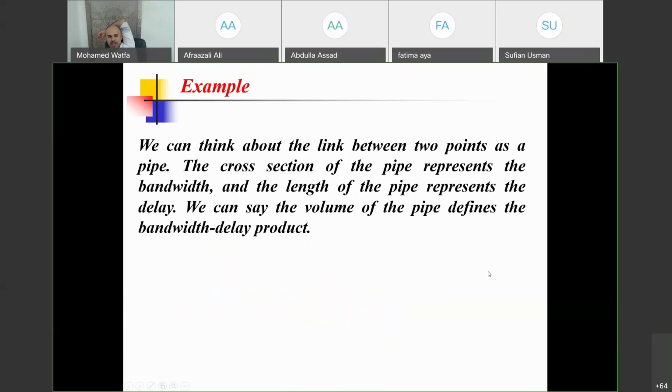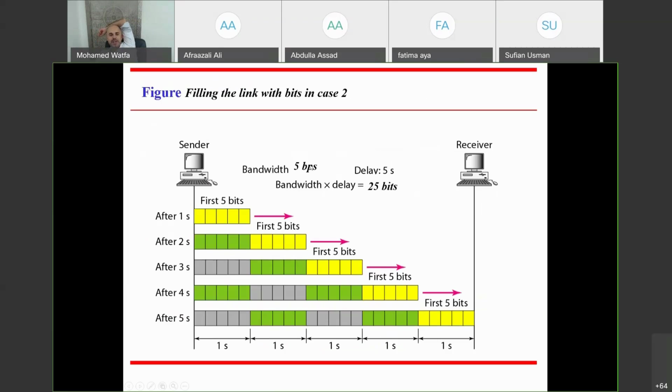Very nice. Let's do one more question. Suppose I now have 5 bits per second and the delay is 5 seconds. How many bits will be on the way? 25. 5 times 5. You can see it: 5, 5, 5, 5, 5. So a total of 25. Okay? Are we good, guys?